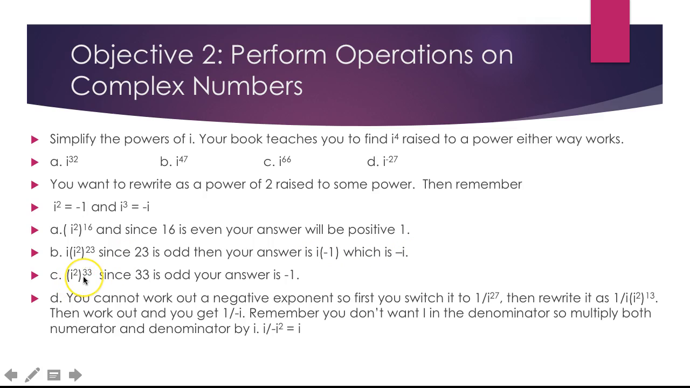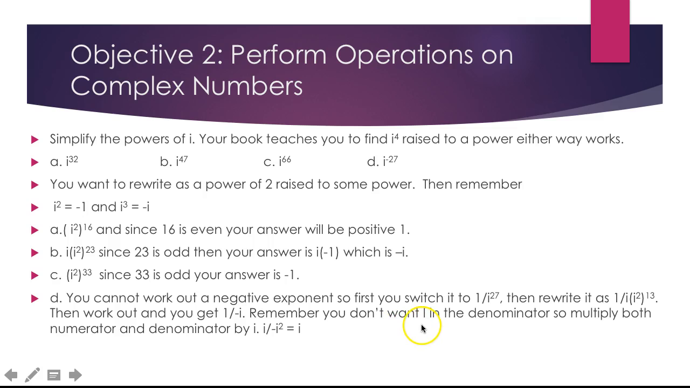Here you have i squared to the 33rd. Since it's odd, your answer is just negative 1. You cannot work out a negative exponent for the i to the negative 27. So first you have to move it to the denominator of the fraction, which is 1 over i to the 27th. Then rewrite it as 1 over i times i squared to the 13th power. Then work it out and you get 1 over negative i.